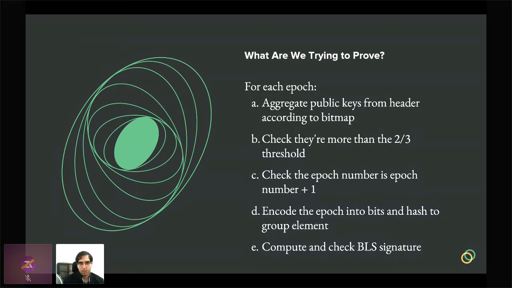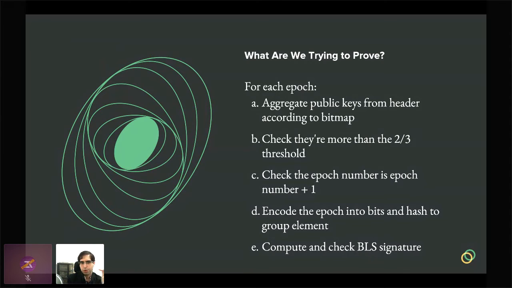So in each epoch in the proof, what are we trying to prove? The first thing we want to show is that in each block, we aggregate the public keys from the header according to the bitmap that exists in the header. The second thing we want to verify is that each block was signed by more than 2/3 of the validators. We want to check that this is in the next epoch and not the previous one. We then want to make sure that this epoch is encoded correctly and hashed to some form of hash to group, which I'm going to cover soon, in order to verify the BLS signature on them.